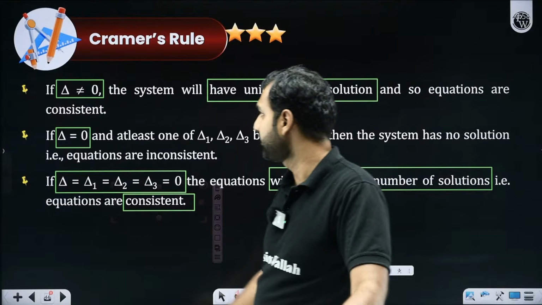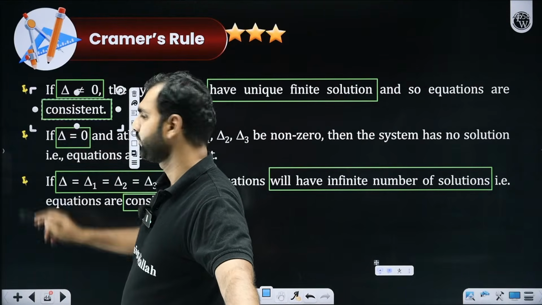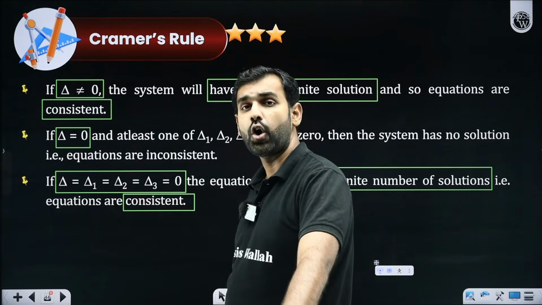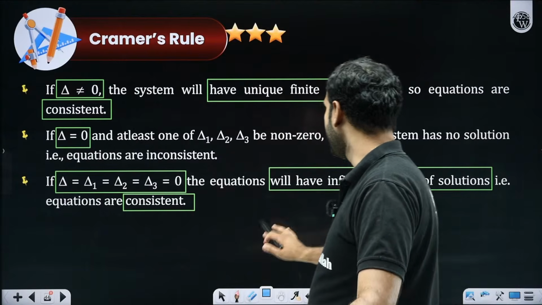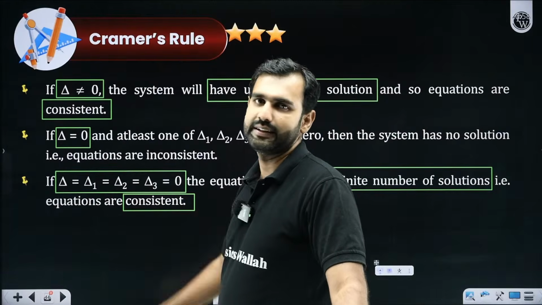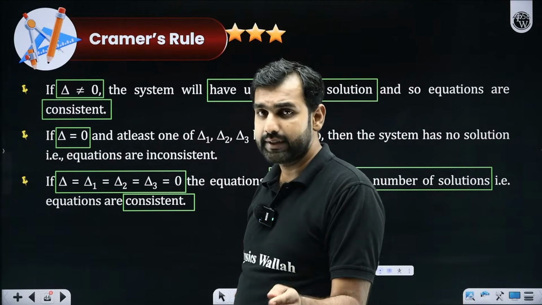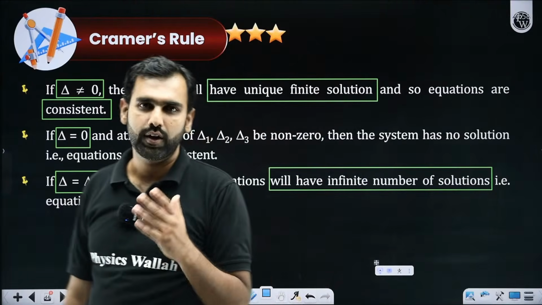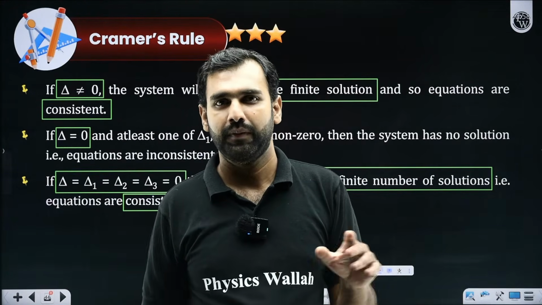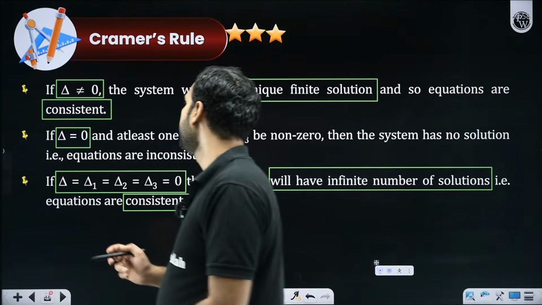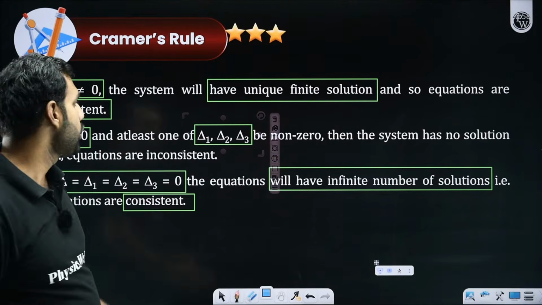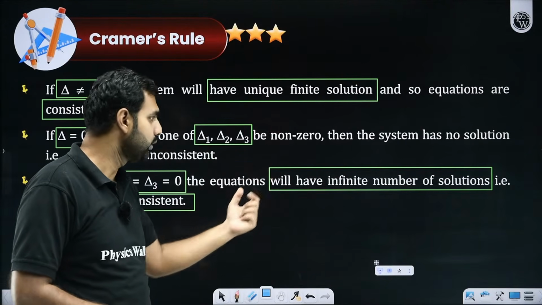So two cases, pay attention. If delta was not 0, there was a unique solution. If delta 1, delta 2, delta 3, all were 0, the system has infinite solutions, and then also the system of equations is said to be consistent. So consistent, you call it in two cases, unique solution or infinite. Unique means delta non-zero, infinite means all 0. So I'm left with one more case. Which case? If delta is 0, but at least one of delta 1, delta 2, delta 3 is non-zero. Not all are 0. If all are 0, infinite.